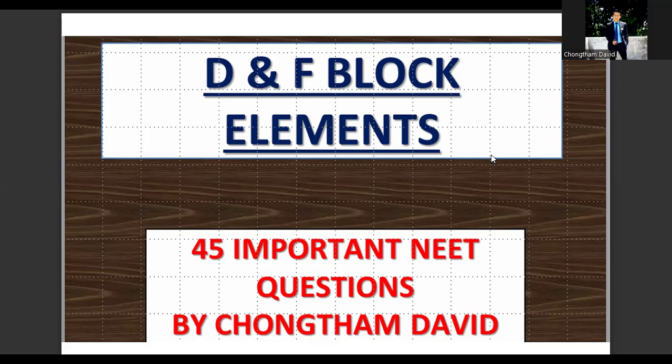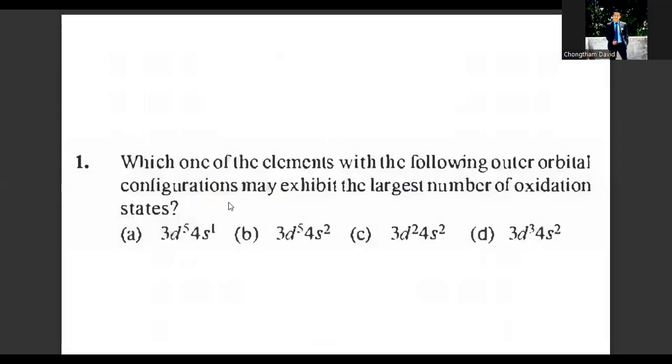Question number one: which one of the elements with the following outer orbital configuration may exhibit the largest number of oxidation states? Given to you are 3d5 4s1, 3d5 4s2, 3d2 4s2, and 3d3 4s2 configurations. If you write the configuration for these elements, we'll take manganese.